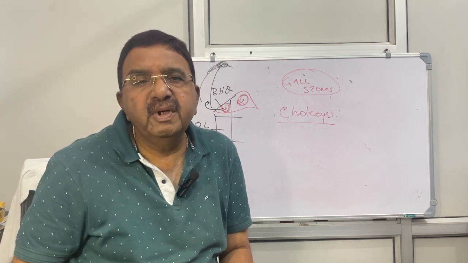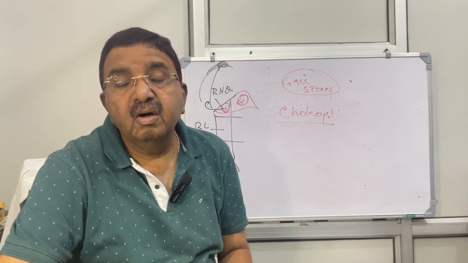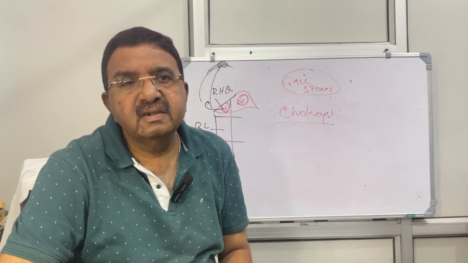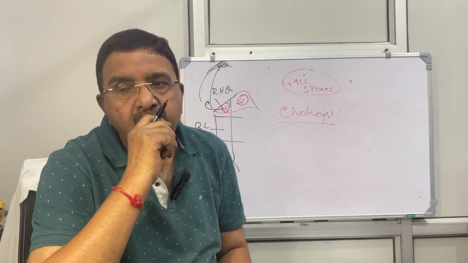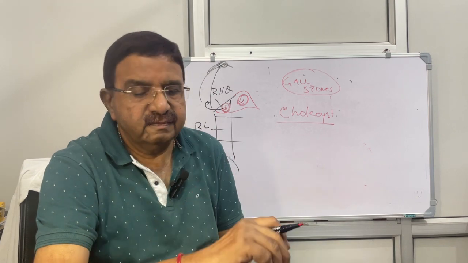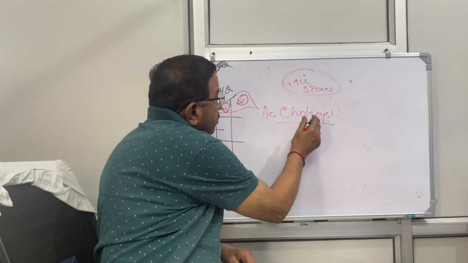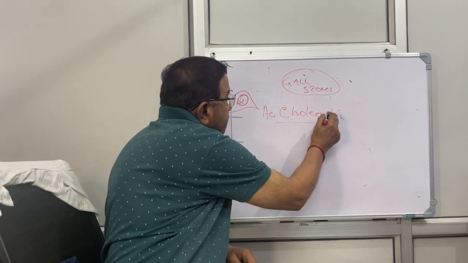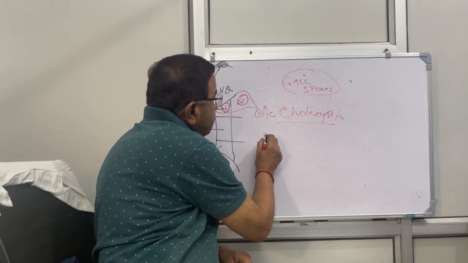Then what can be the complications of gallstones? Very important. That means biliary colic complications are also there. Number 1 is acute cholecystitis. That means inflammation of the gallbladder. That is known as acute cholecystitis. First complication is this.